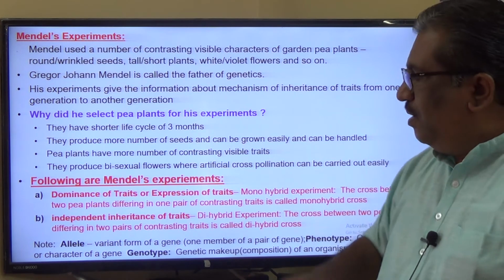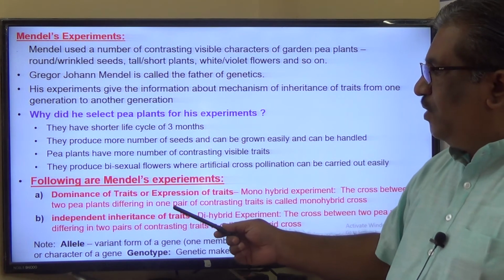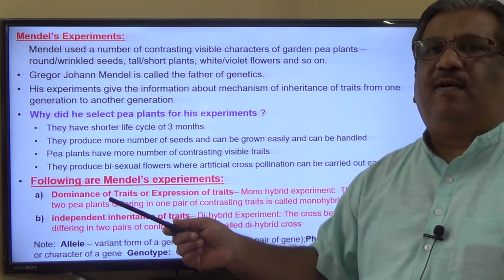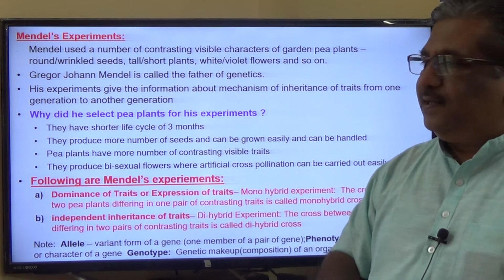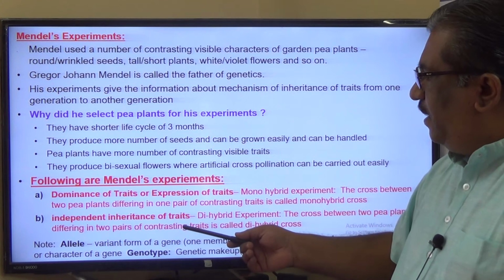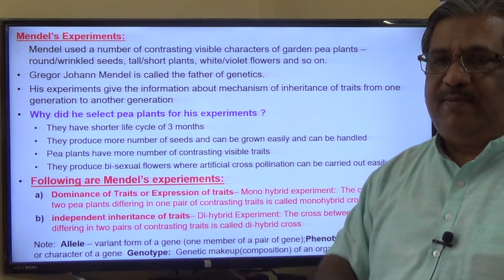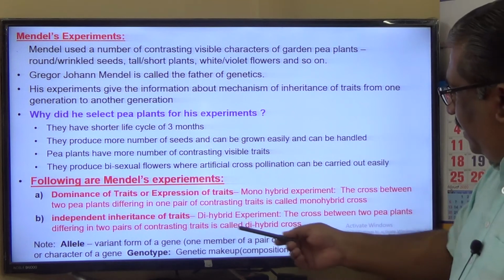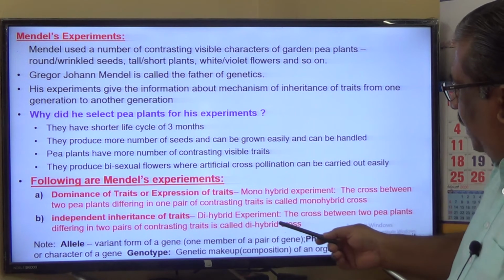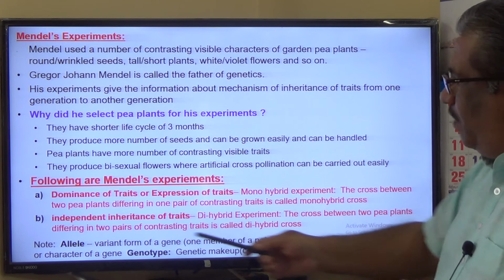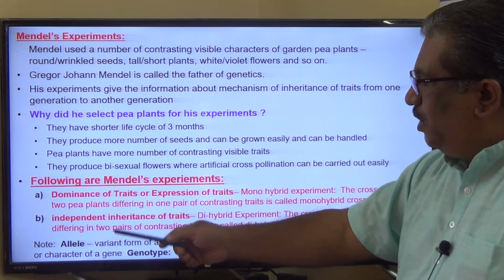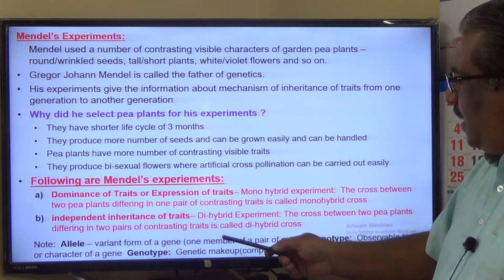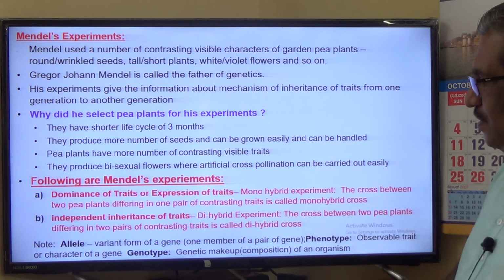And remember, monohybrid experiment is to demonstrate the dominance of traits or expression of the traits, whereas the independent inheritance of traits was demonstrated by dihybrid experiment. So here it is written clearly, dihybrid experiment: the cross between two pea plants differing in two pairs of contrasting traits is called a dihybrid cross.